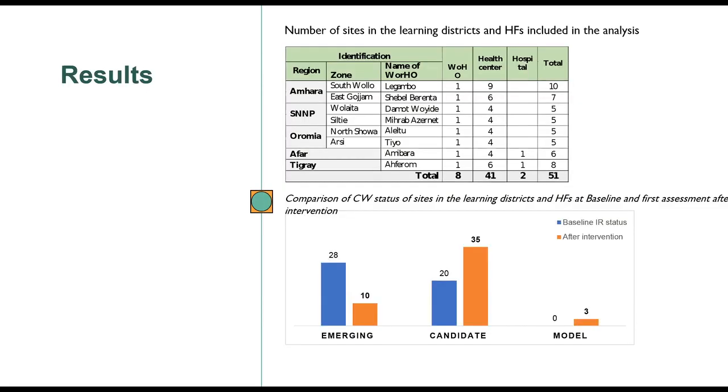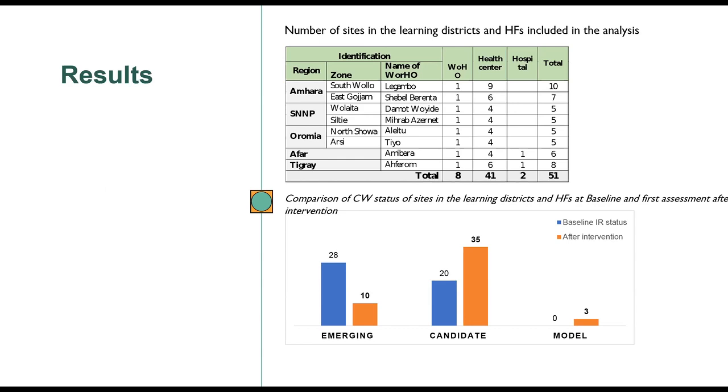Within the data use project, we have been supporting the government to implement this strategy in 8 districts. The 8 districts means 8 district health offices, 41 health centers, 2 hospitals, and in total, we have 51 health institutions that we have been supporting in these 8 districts. And we have done 2 rounds of assessment, one baseline, and the second one after 6 months of implementing the interventions that we have designed with these 8 districts.